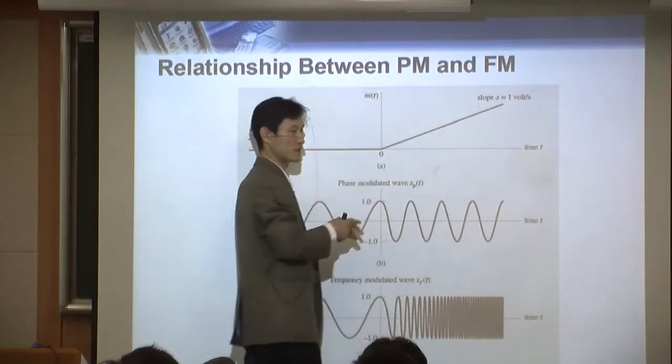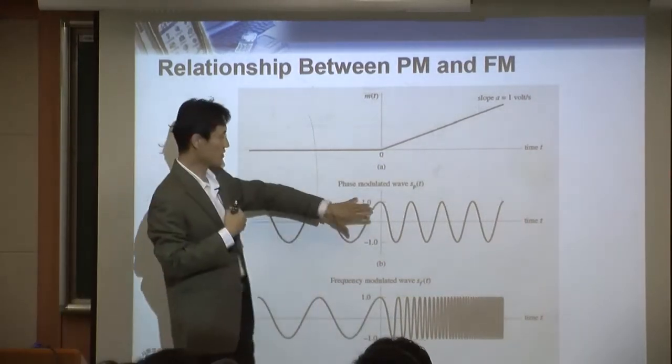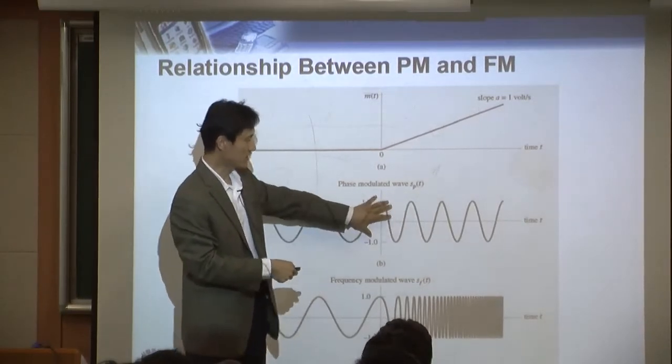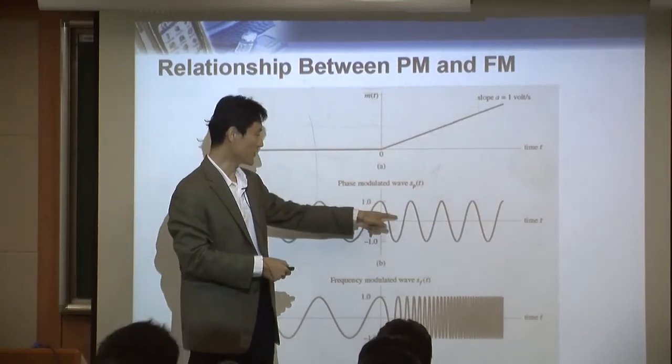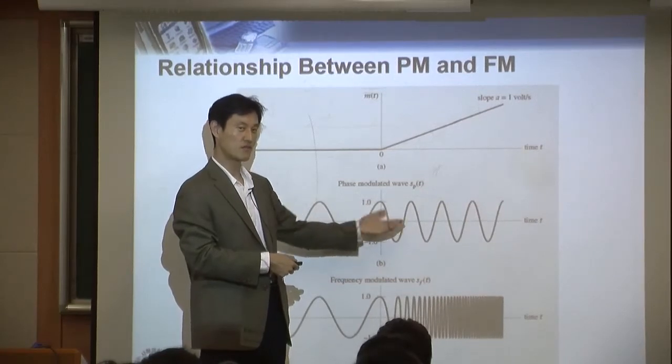Because your message is increasing, that's a little bit easier to understand. When you look at this figure, this output, it looks like it's an FM, because it looks like the frequency has been changed. That's how it looks, right? But in fact, that's not the case.